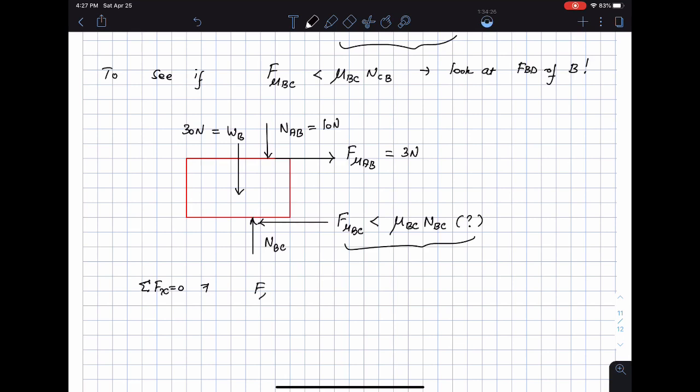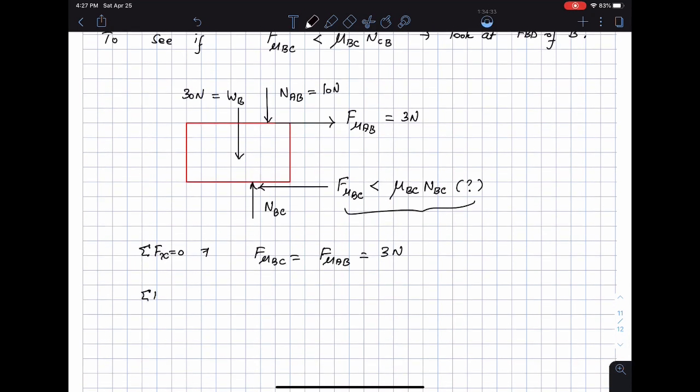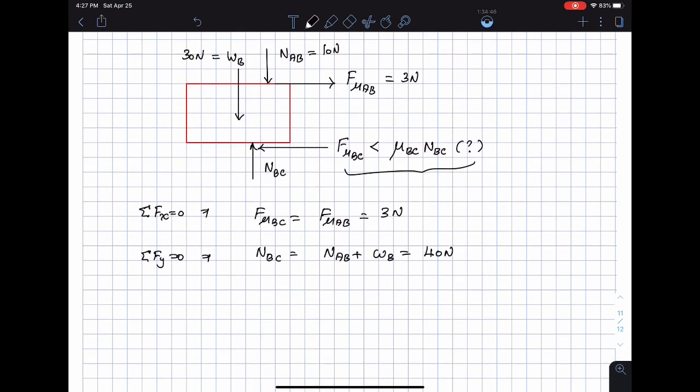Okay, we sum forces in x, which tells me that F mu BC is equal to F mu AB, which is equal to 3 newtons. Then I sum forces in the y direction. I get NBC is equal to NAB plus WB, which is 30 plus 10 or 40 newtons. Then I find out F mu BC max, which is mu BC times NBC. Okay, what is this going to be? We had mu BC from before.